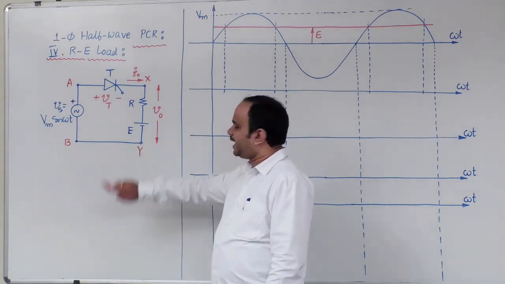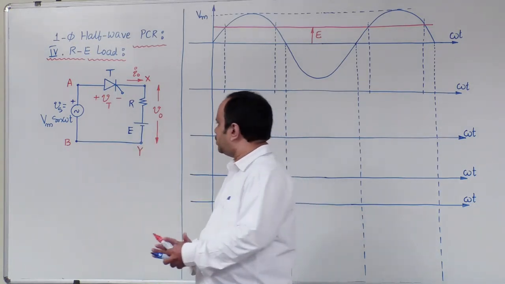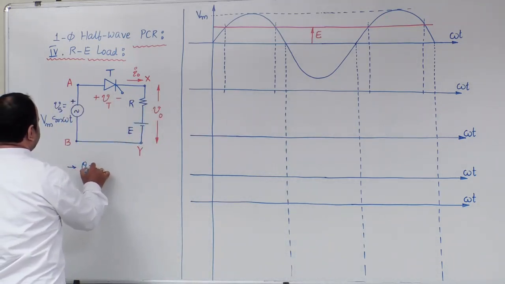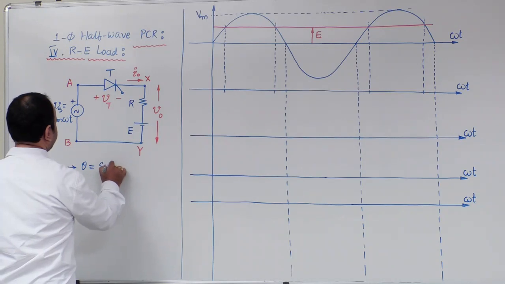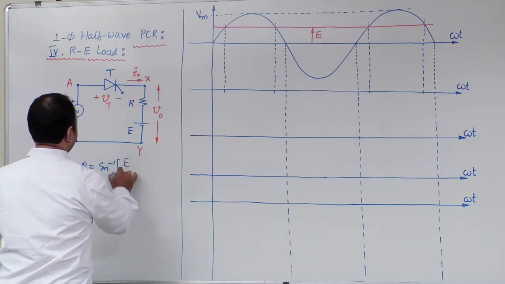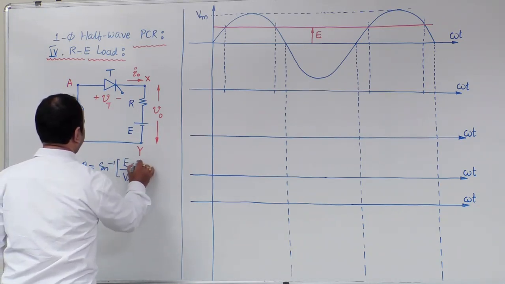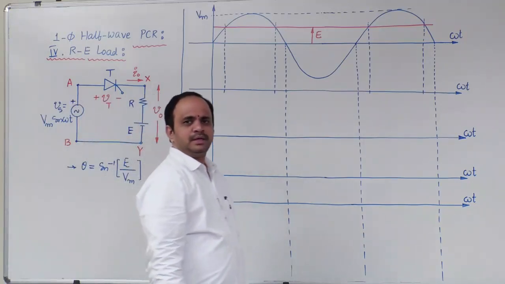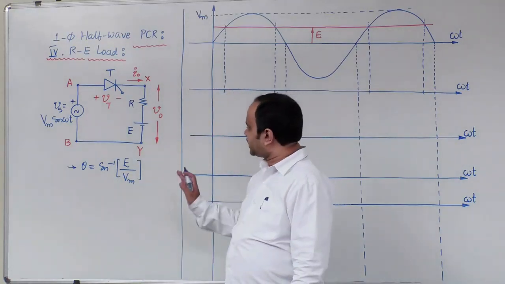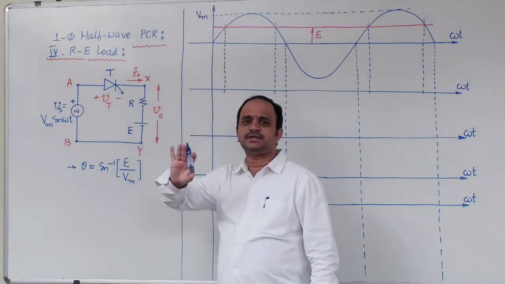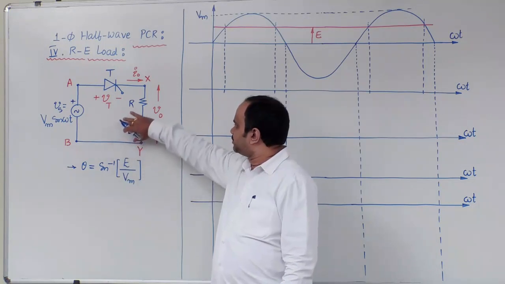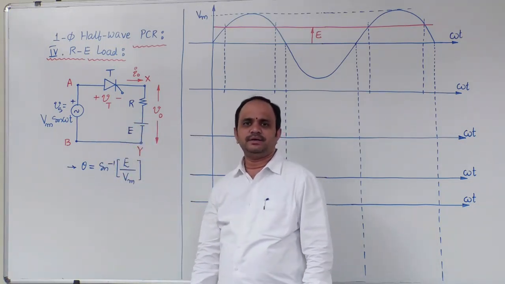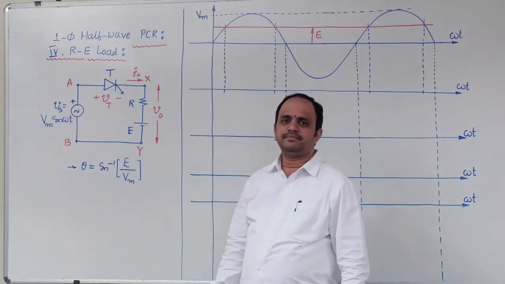Now, when the load has an EMF term, one of the important parameters is theta. What is the definition of theta? Theta is sin inverse E by Vm, just like in the previous diode circuit. So, there is one important condition for SCR to start conduction. Suppose if this EMF is not there, there is no condition. Anywhere from 0 to pi, we can supply firing angle.